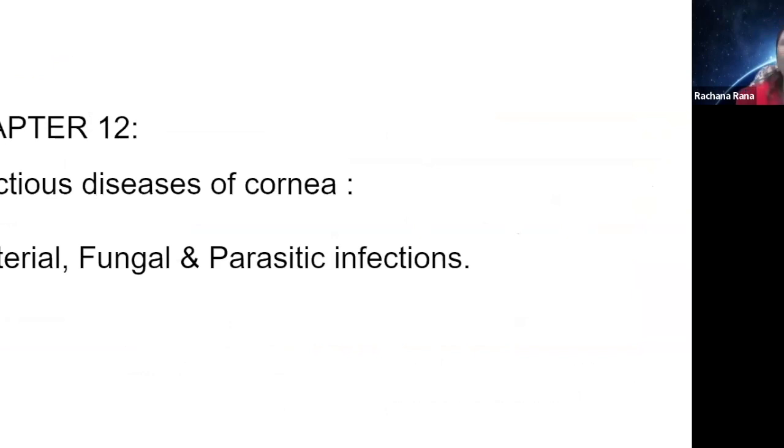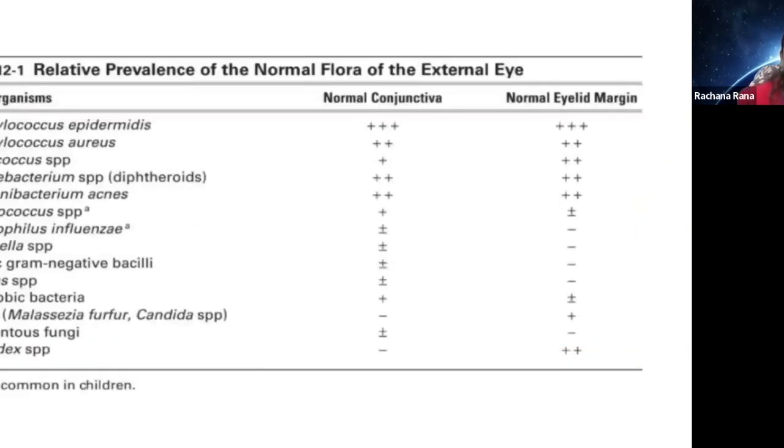Now I'll go into chapter 12, which is again very important: infectious diseases of the cornea, bacterial, fungal, and parasitic infections. This is the normal flora of the external eye, where you can see that Staphylococcus epidermidis, Staphylococcus aureus, Corynebacterium, and Propionibacterium are present in the normal conjunctiva. So Staph aureus, Staph epidermidis, and Corynebacterium are present.